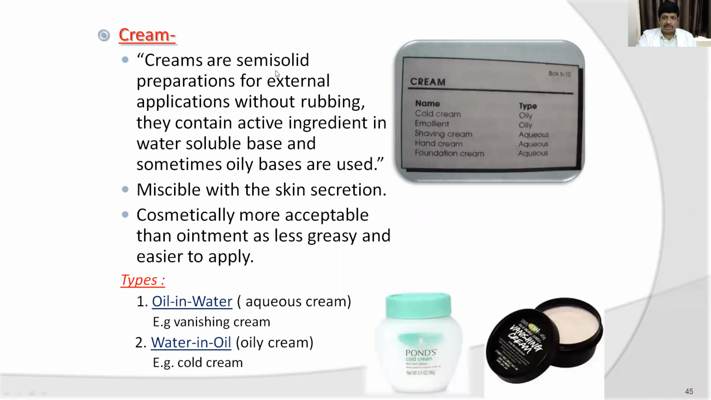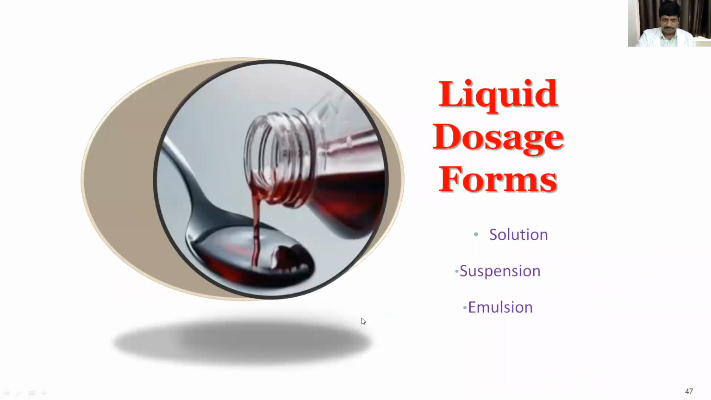Cream: creams are semi-solid preparations for external application without rubbing. They contain the active ingredient in a water-soluble base and sometimes an oil-soluble base. So there are two types: oil in water and water in oil. An example of oil in water is vanishing cream.